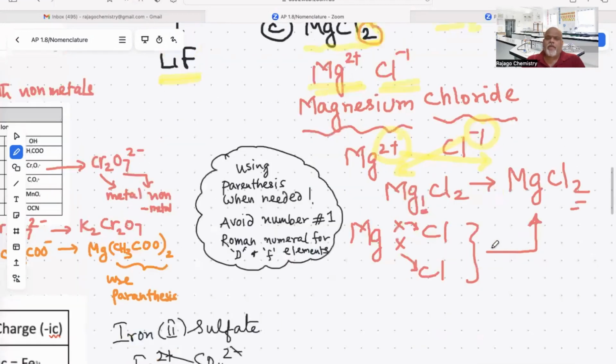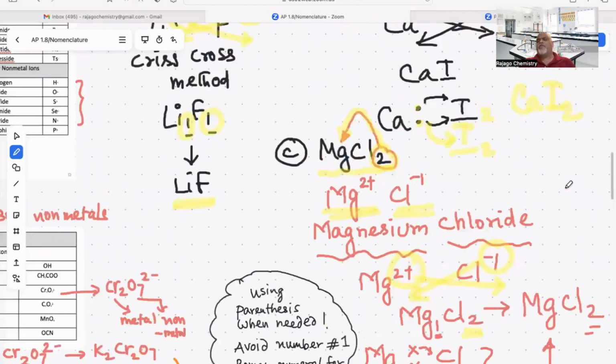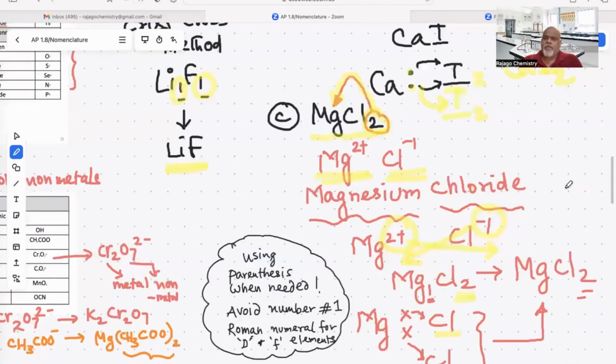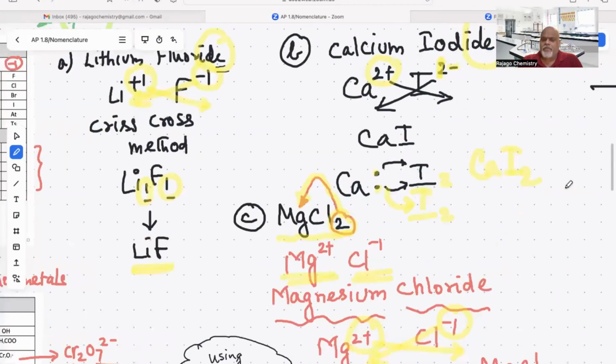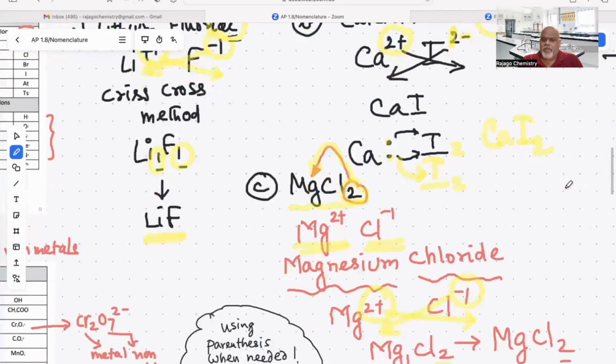What is the meaning of this? The meaning of this is magnesium is giving 2 electrons. That is the definition of Mg2+. Mg2+ means it is losing 2 electrons. But to gain those 2 electrons, there should be 2 chlorines. That is the reason we are writing 2 chlorines. So the initial formula is Mg1 and 2 chlorines, so MgCl2. So this is the understanding. So instead of working out who is giving and who is gaining, you simply follow what is called the crisscross method.